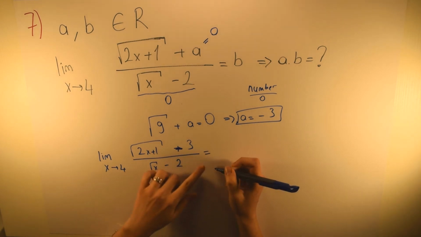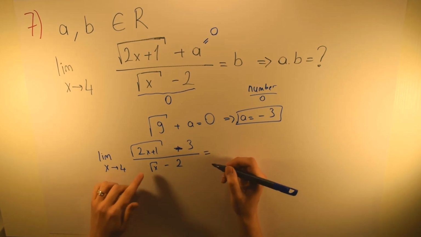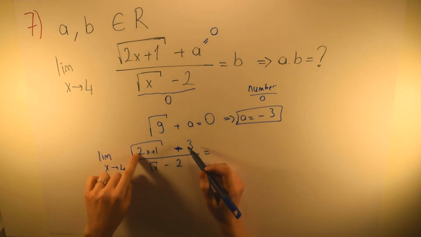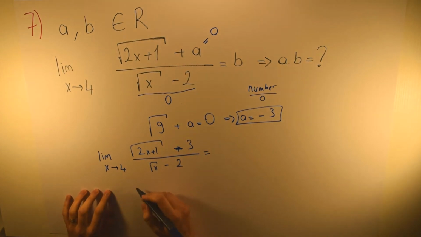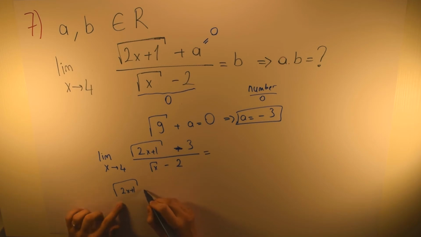So I should take the derivative of the numerator and the denominator separately. So let's do that. Here this is constant, that's why its derivative is 0. So let's look at this one. Here we have square root of 2x plus 1, right? So how can I take its derivative?